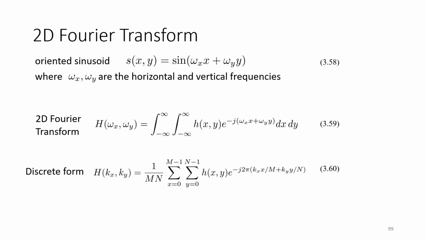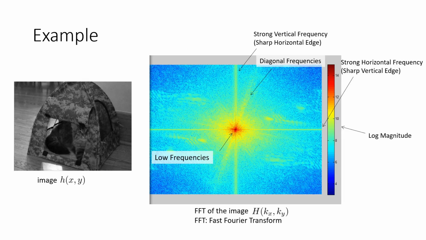Okay, now we are going to look at the 2D Fourier transform. In the 2D Fourier transform, we need to take two factors into consideration. First is the horizontal frequency, and another is the vertical frequency. So this equation is written in this form, and the discrete form looks like this. Let's take a look at what it would be given an image like this one. This is the result generated by MATLAB.